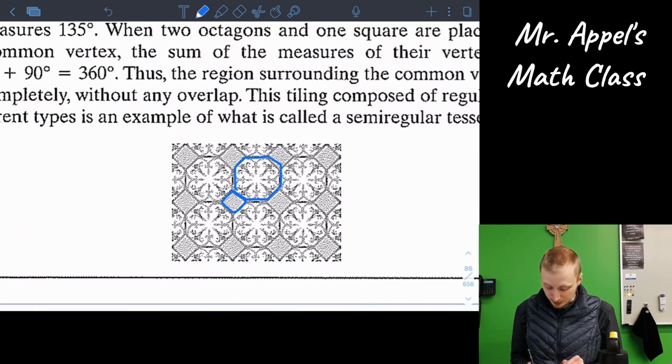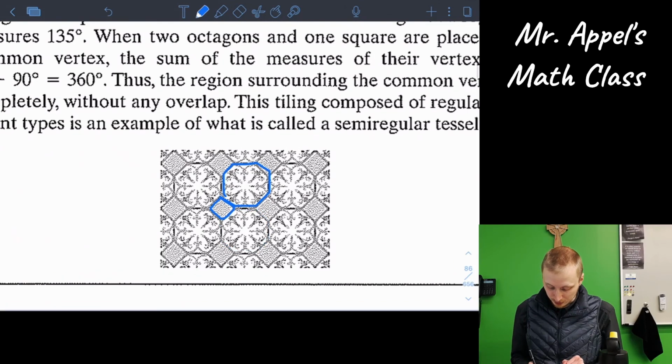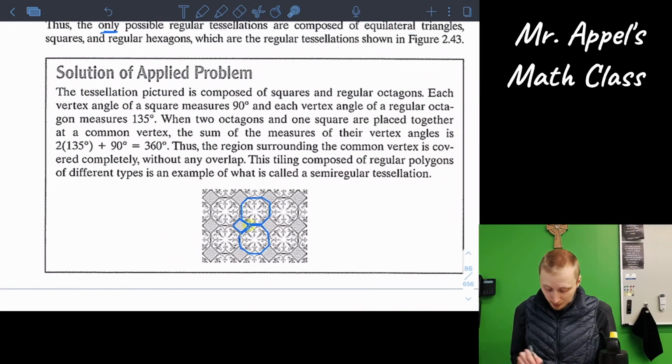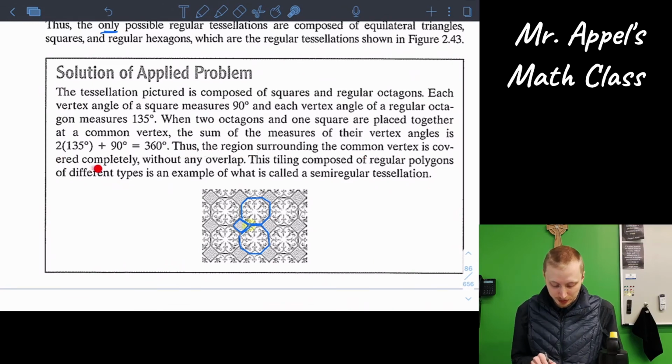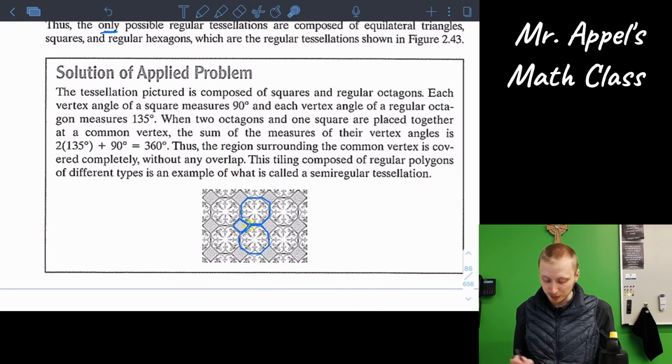So we've got that, and then the octagon there, so they are all centered around this vertex here. 2 octagons and 1 square per vertex. Thus, the region surrounding the common vertex is completely covered without any overlap. This tiling, composed of regular polygons of different types, is an example of what is called a semi-regular tessellation.